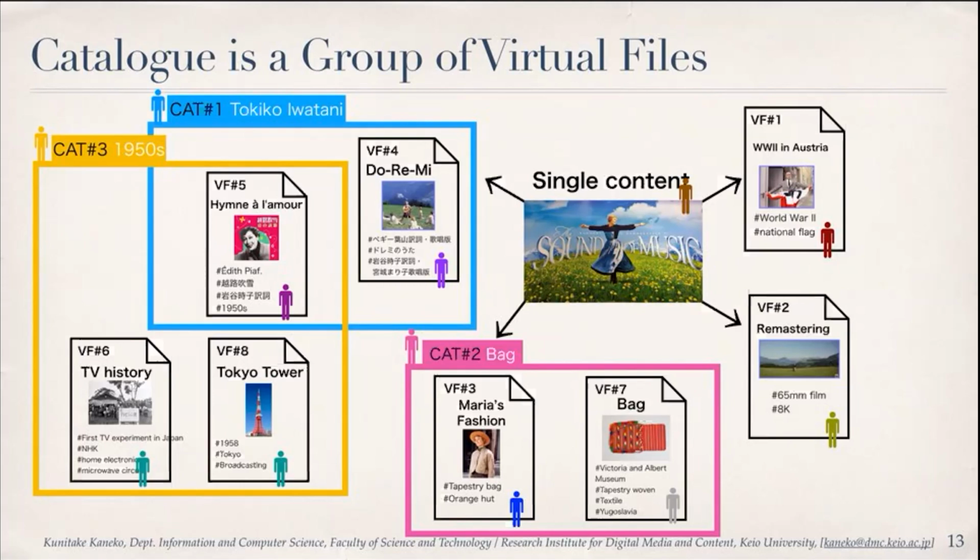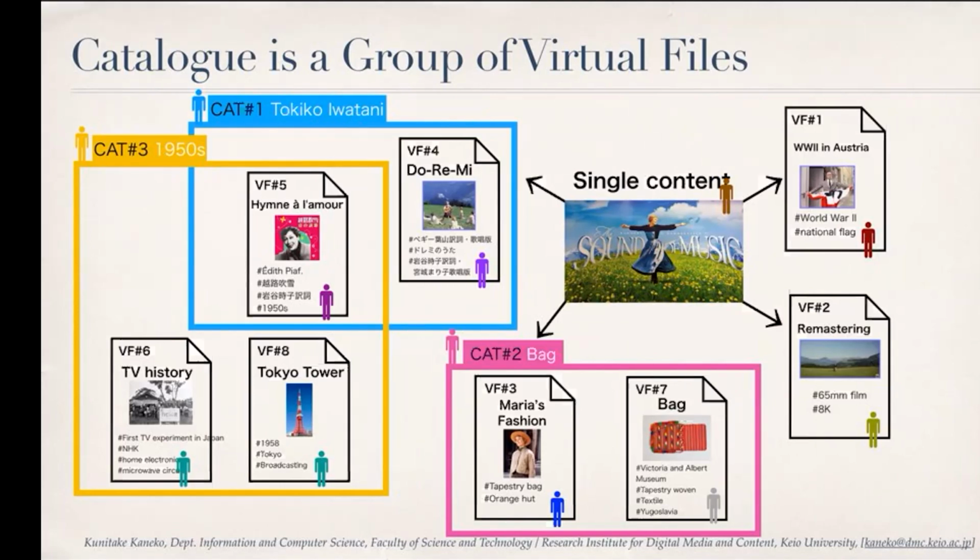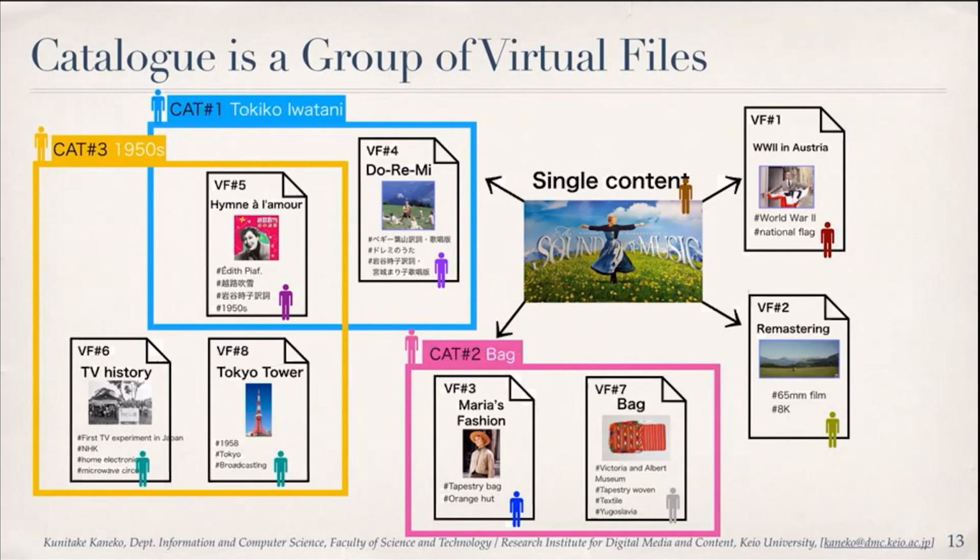The budget file here starts from The Sound of Music, right? Somebody who understands The Sound of Music makes a Maria's fashion file. He or she is maybe interested in fashion. So there is another bag, things like the Victoria and Albert Museum's tapestry, right? Making a group. So using the graph, I can get into The Sound of Music, for example, from the Do Re Mi song, and then go through Maria's fashion, and then to this bag. Okay.